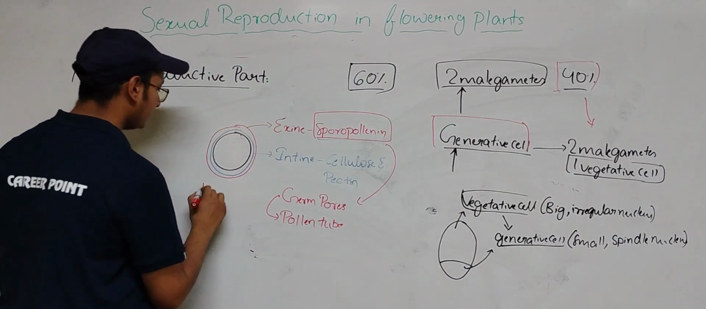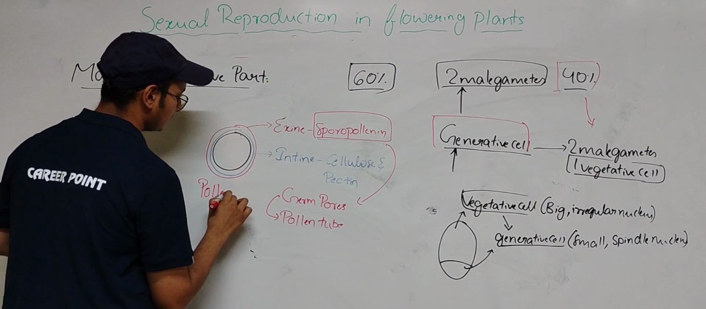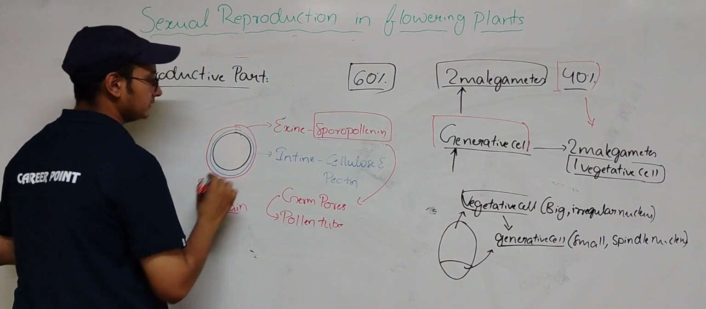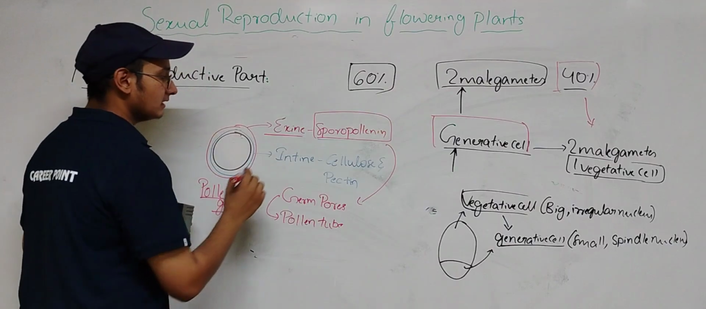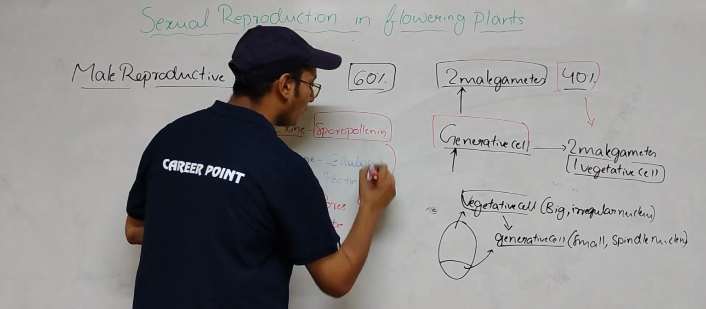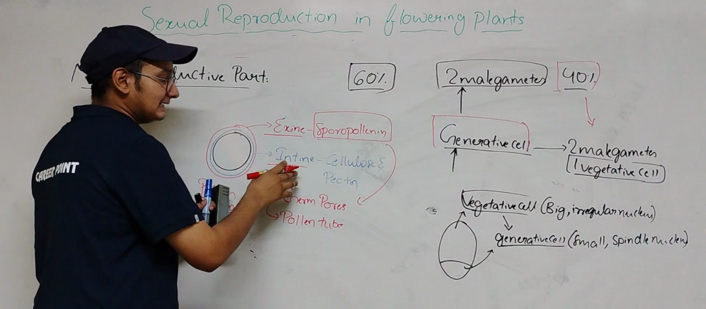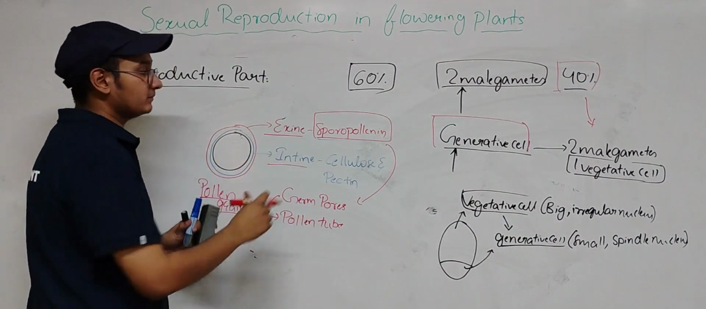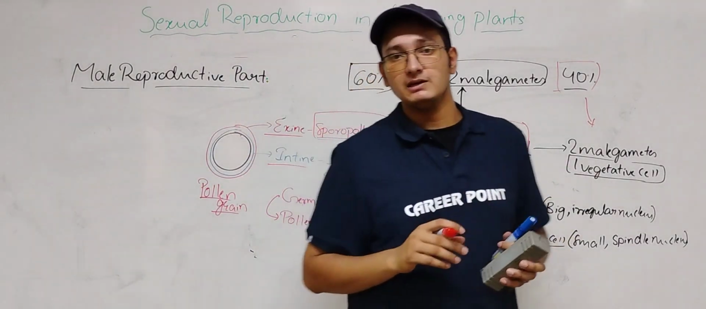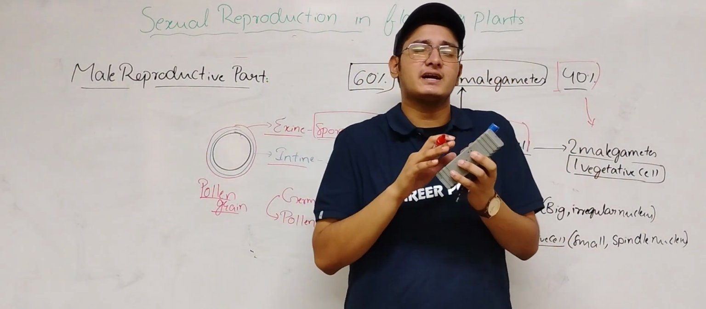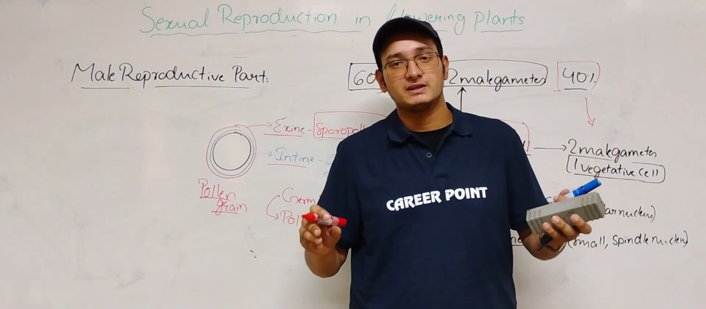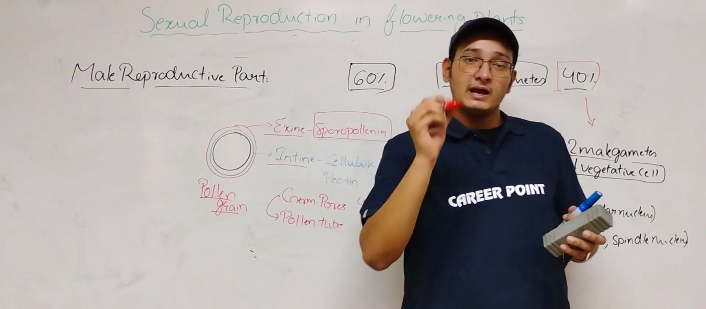So this is the pollen grain. The outermost layer is made up of sporopollenin and the innermost layer is known as intine. The sporopollenin is one of the most important chemicals, which cannot be degraded by any kind of chemical or enzyme present on the earth. It's impossible to degrade it.